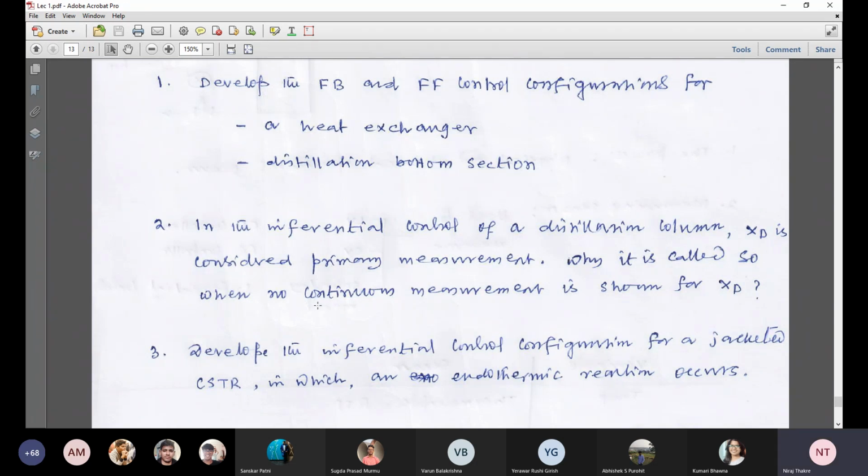You just omit this word. No continuous measurement, no? You write here no measurement. I repeat, here it is written when no continuous measurement, but you write here when no measurement is shown. Do not include this word continuous.